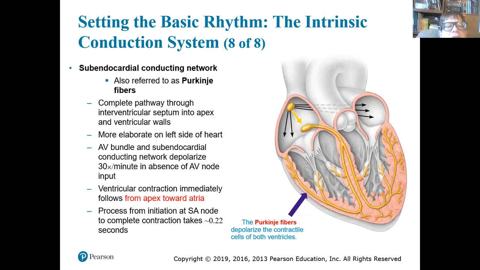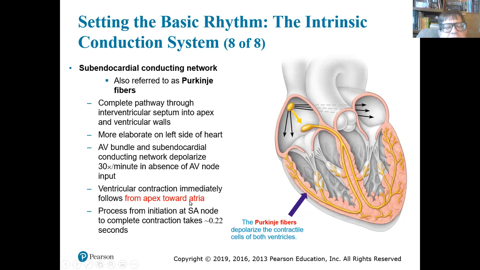So they will complete the pathway through the septa into the apex, through the walls of the ventricle. You can see it's a lot more branching, a lot more elaborate on the left. There's a lot more muscle on the left that you have to innervate. Okay. A lot more cells on the left side that need to be told that they need to do something.